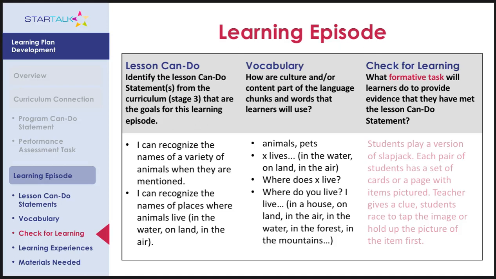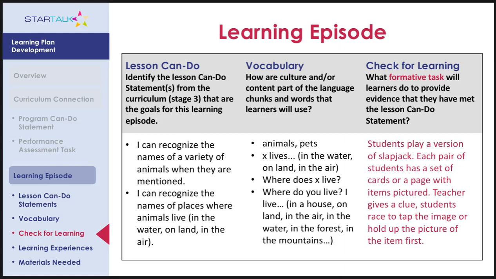And here you will see a check for learning that involves students simply demonstrating that they can point to or hold up pictures of those animals or those places. They are either playing a game or racing against a partner to tap an image before their partner does. This allows the teacher to see that individual learners are now able to meet the lesson can-do statement. And when this 30-minute maximum learning episode is closed, the teacher will have a better understanding of what needs to come next.